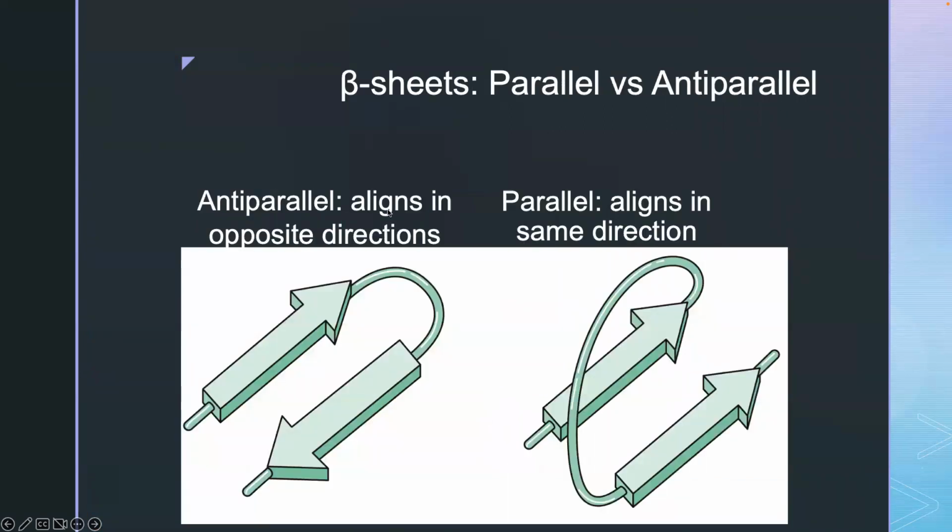So beta sheets, again, like I just said, can be parallel or anti-parallel. So in anti-parallel, as the name suggests, you have beta sheets going in opposite directions. But in parallel, the beta sheets actually align into the same direction.